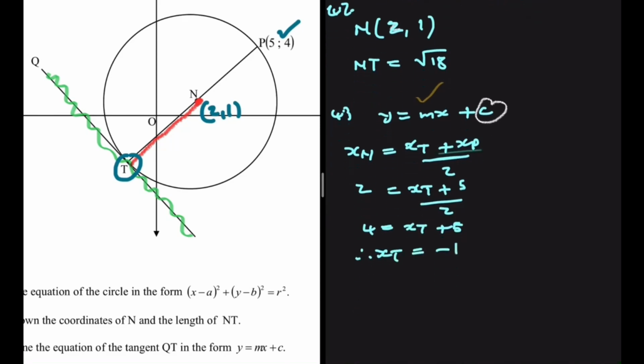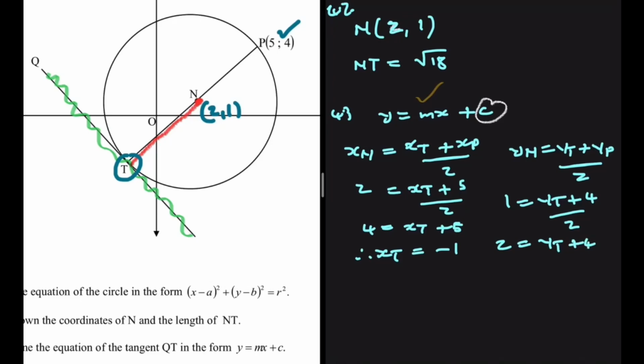Now we just need y of t. y of n is going to be equal to y of t plus y of p, divided by 2. What is y of n? That is 1. And then y of t is what we're interested in, y of p is 4, divided by 2. We cross multiply, we get 2 is equal to y of t plus 4. So y of t is equal to 2 minus 4, which is minus 2. So the coordinates of t are minus 1 and minus 2.